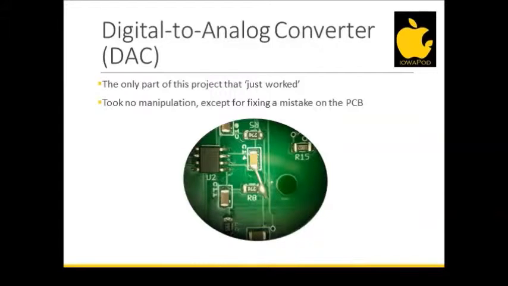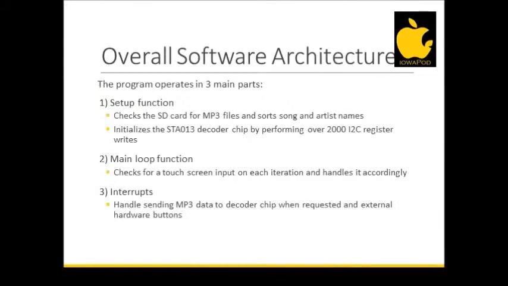The program we wrote for the Iowa pod has three main parts. First, a setup function which finds valid mp3 files and alphabetizes them, as well as initializes the decoder chip. Second, the main loop function checks for input on the touchscreen on each iteration. And third, the interrupts handle sending mp3 data to the decoder chip, as well as volume and screen lock control.